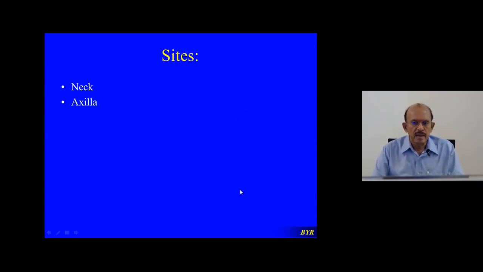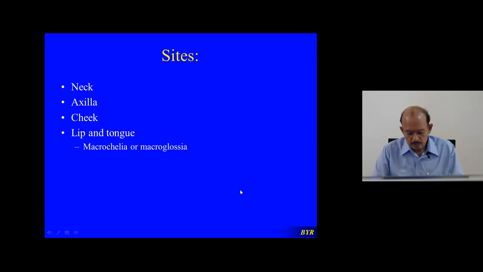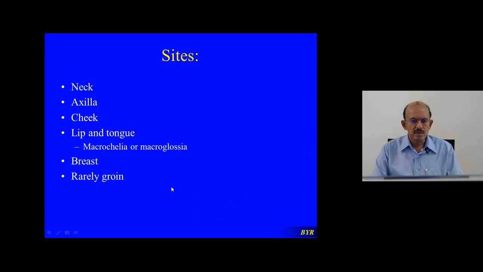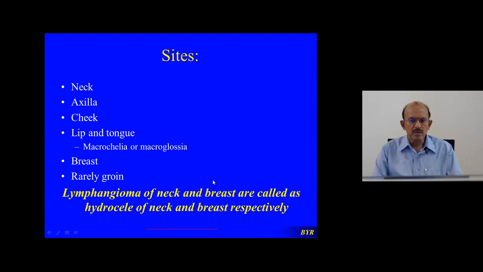Sites: neck, axilla, cheek, lip, and tongue. When it affects the tongue, it is called macroglossia. If it affects the lip, it is called macrocheilia. That means the tongue and lip appear very swollen. Then they may occur in the breast, rarely the groin. Lymphangioma of the neck and breast are also called hydrocele of the neck and breast respectively.